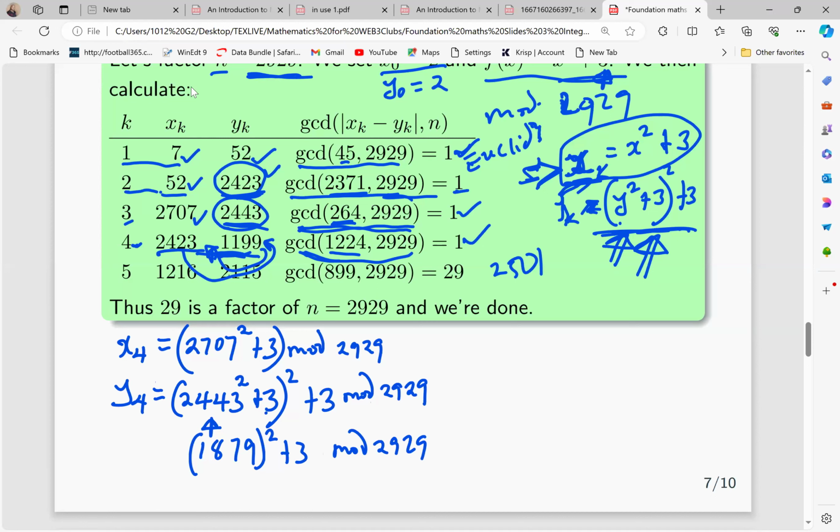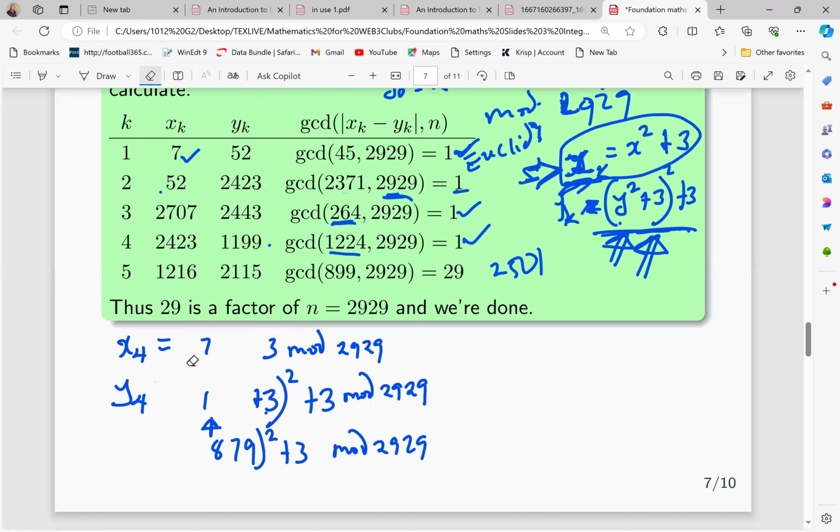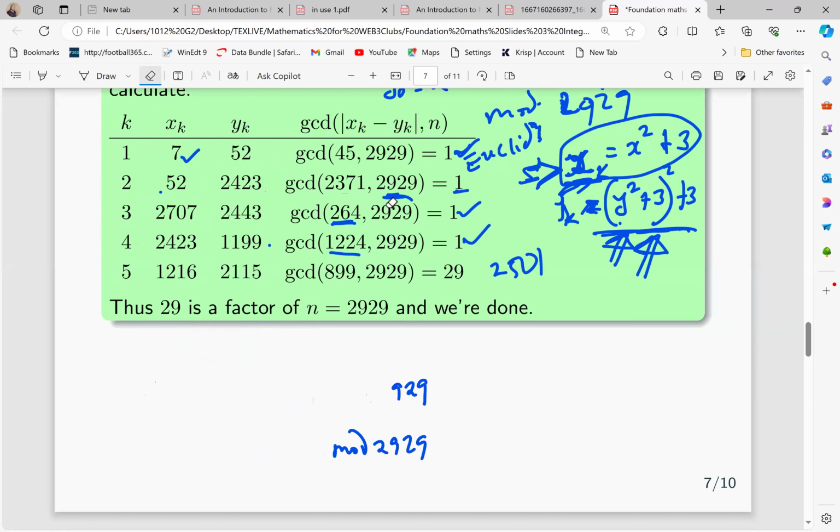It means you proceed and find x5, y5. You proceed that way, it will give you a factor. Whoever came up with this method, it's a genius.